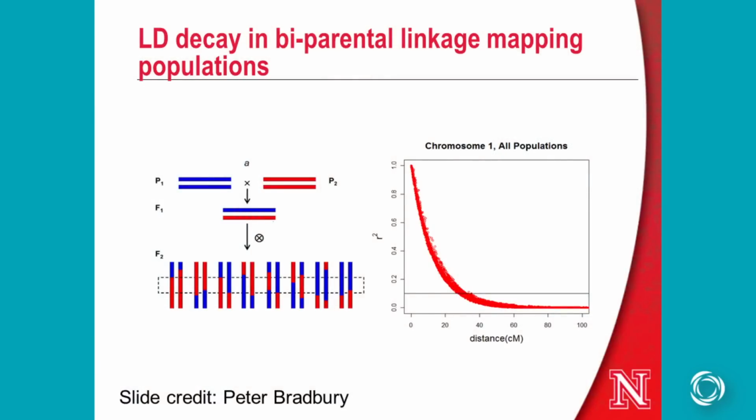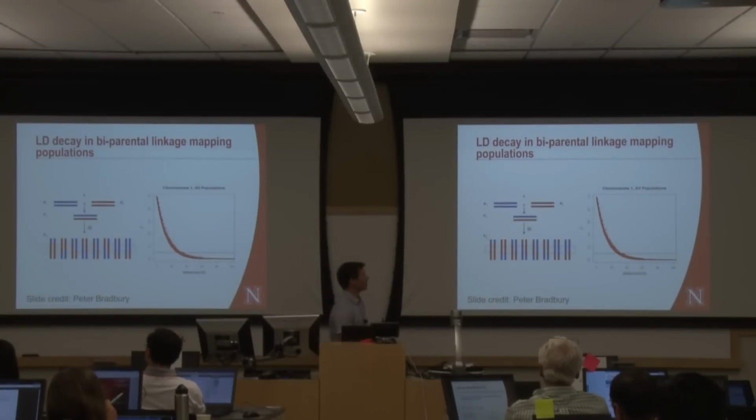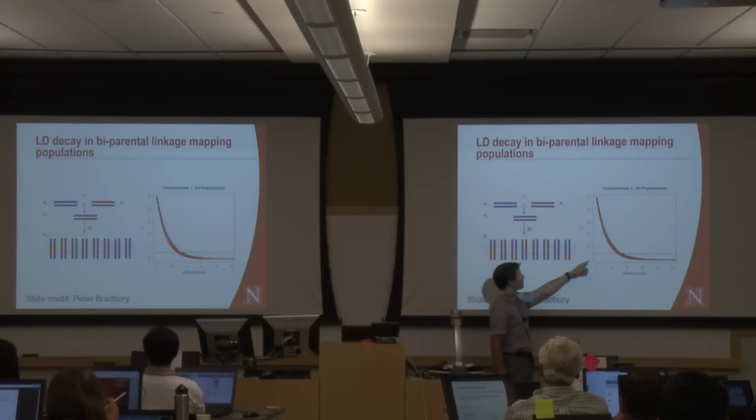Okay, so again, LD decay, how rapidly alleles start to disassociate with one another at different loci across a certain physical space, depends on the population that we have at hand. In a biparental population, let's say a recombinant inbred line population, LD decays quite slowly, actually. And it decays in a very predictable manner, because the only force going on here in this population that causes LD is physical recombination.